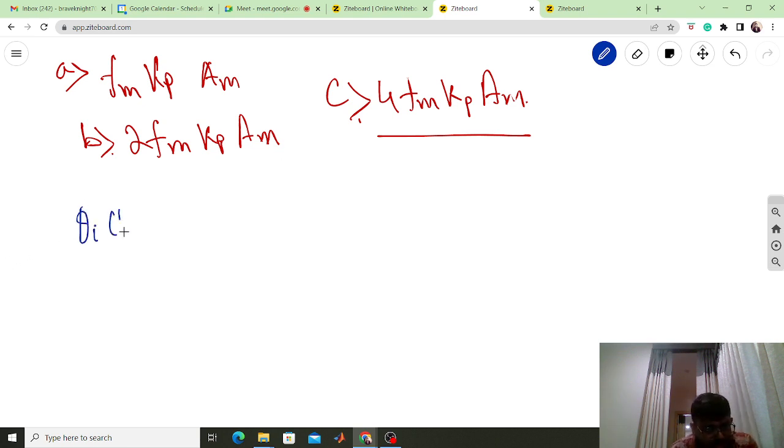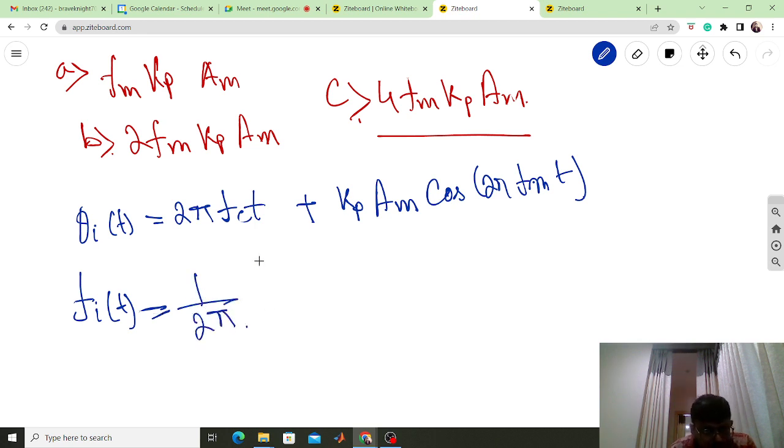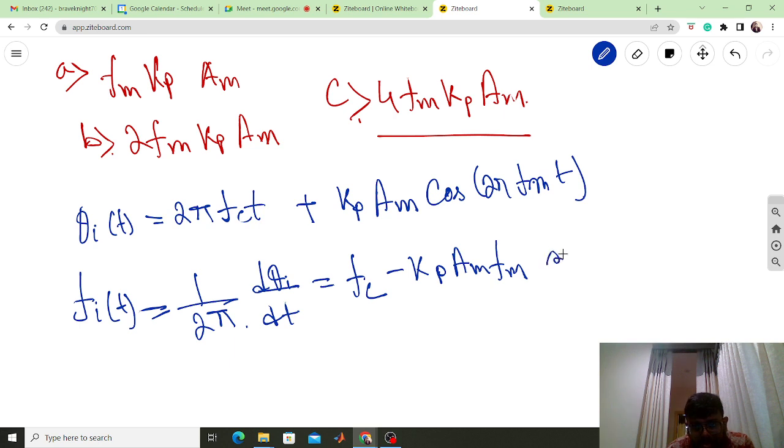So the phase is 2 pi fct plus kp Am cos 2 pi fm t. The frequency can be written as 1 by 2 pi d theta i dt, that is equal to fc minus kp Am fm sin 2 pi fm t.